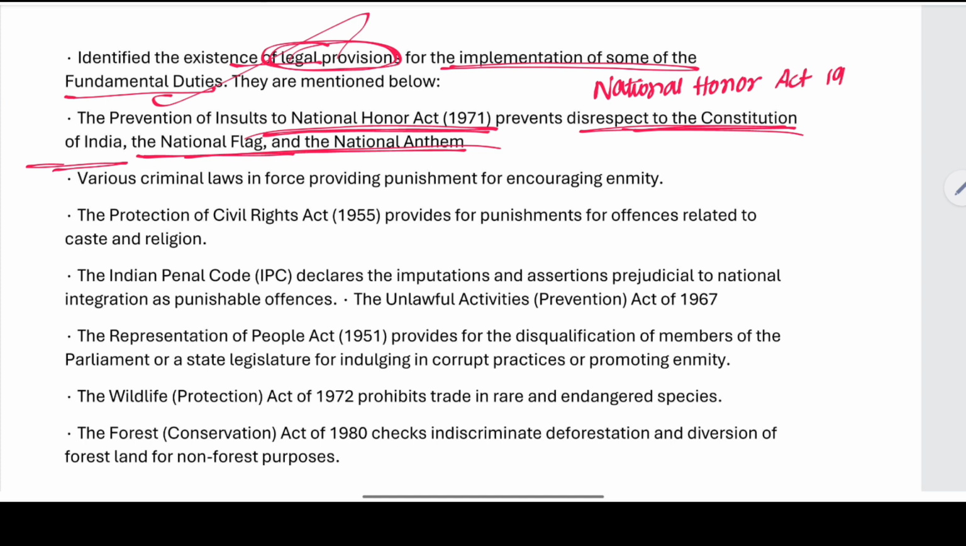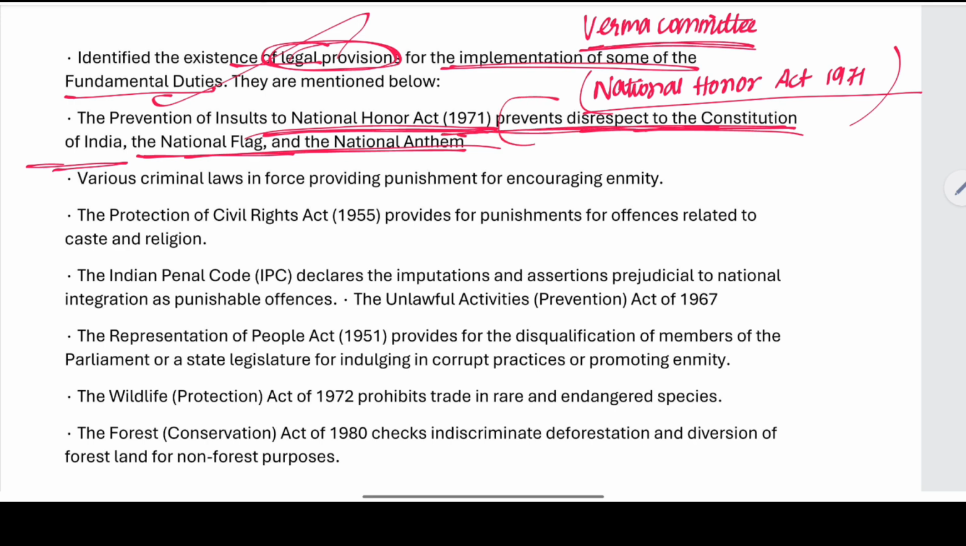The first is the National Honor Act of 1971, identified by the Verma Committee, that prevents disrespect. What is prevented? Disrespect to the national flag, the national anthem, and the Constitution.